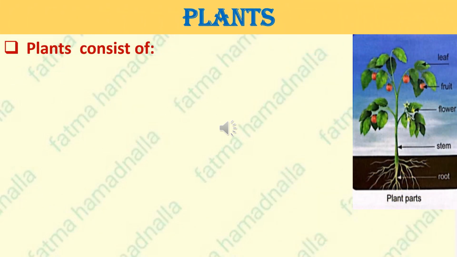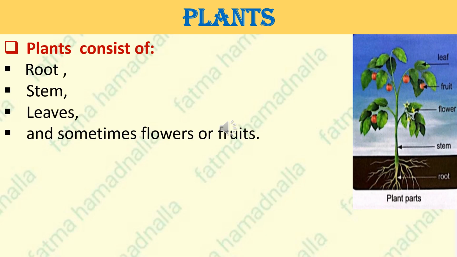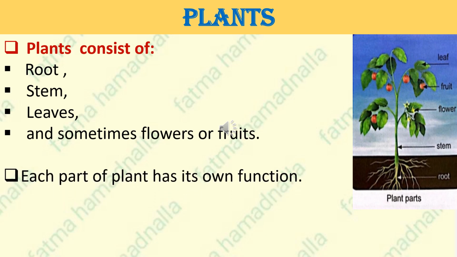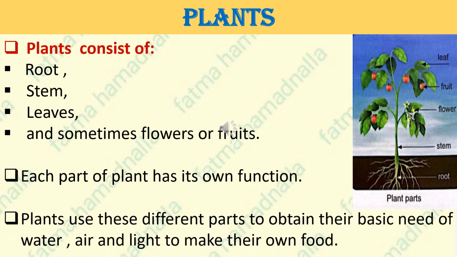Of course, we know that plants consist of three main parts, which are root, stem, leaves, and sometimes flowers or fruits. Okay? Each part of the plant has its own function. Also, plants use these different parts to obtain their basic needs of water, air, and light to make their own food. Okay, let's study the first part, which is the roots.